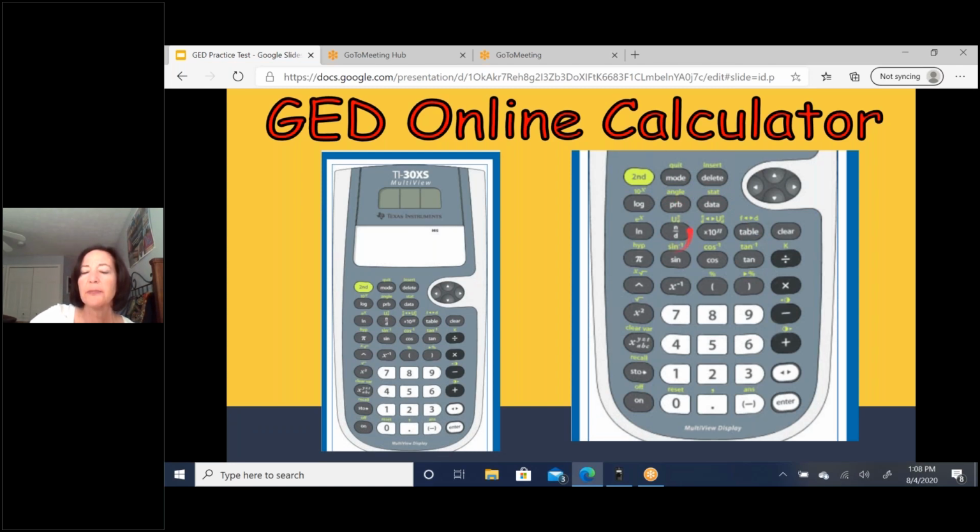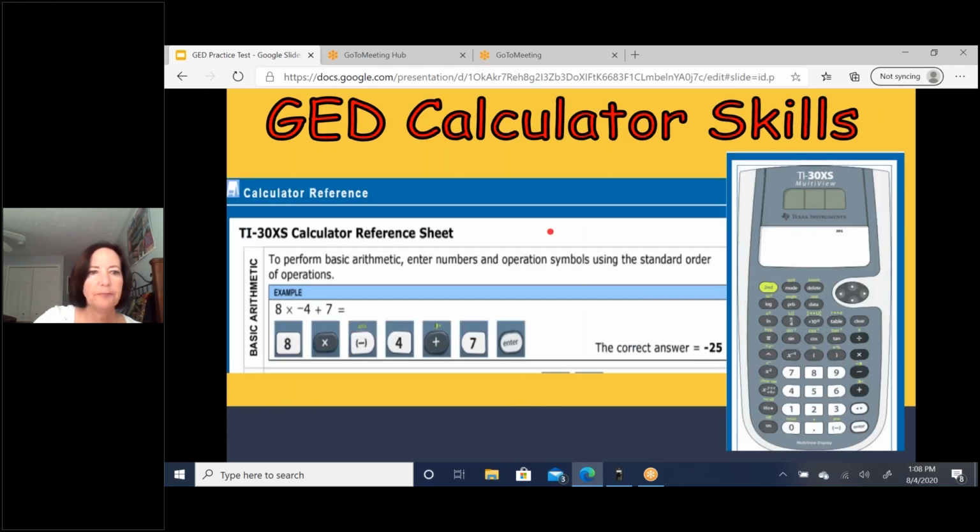For instance, the key that I'm circling with my red pointer is actually a fraction key. You now can input a fraction into the calculator. But the second function of that key is to put a whole number, a mixed number, a whole number with a fraction. In order to get the key to perform the yellow function above, we first press the yellow second button and then press this button. We'll practice a little bit of that.